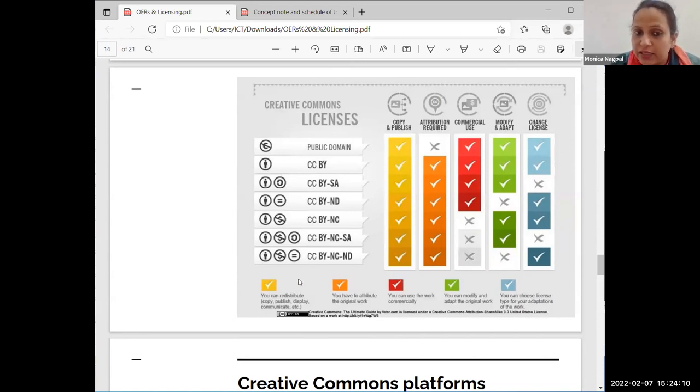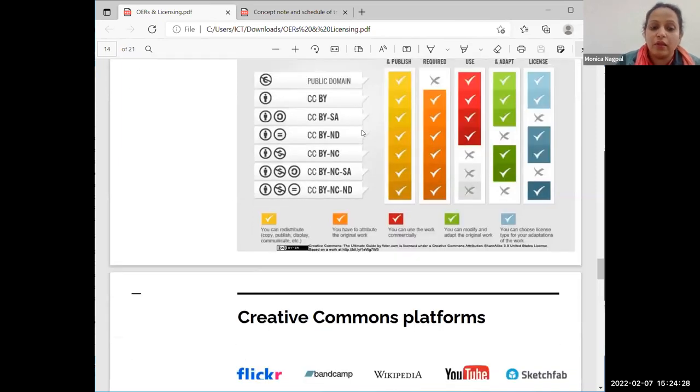So these are the licenses which we have discussed and these are the rights which are applicable to each license. Basically, whatever we have discussed is here given in an infographic form. This is the information, this is the graphic. We are going to create infographics also in the coming sessions, right?